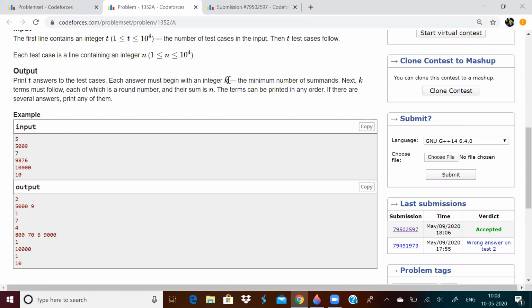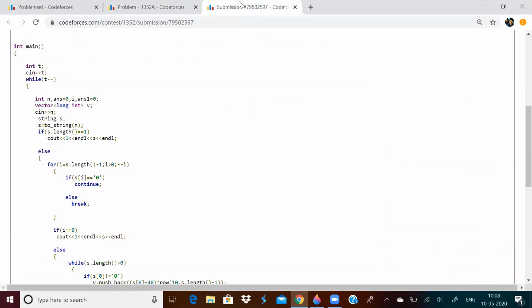But before printing, I have to print k. k is the minimum number of summands, that means the minimum number of numbers, which if you add all of them, you will get the number n. So you have to print k in one line, and in the next line you have to print k numbers. So if it is a single digit number, I will print 1 and the number itself.